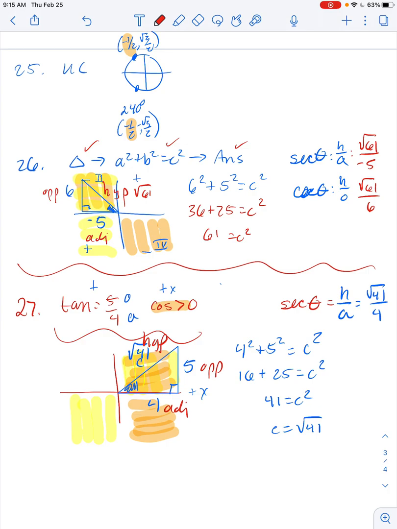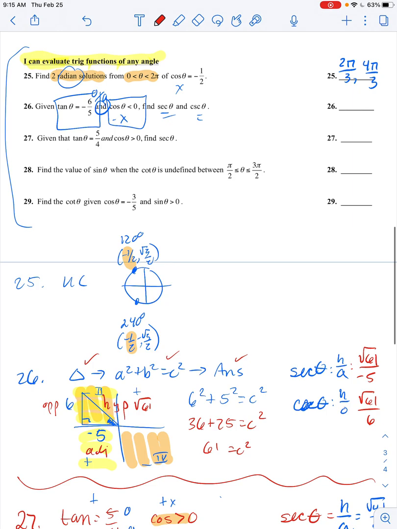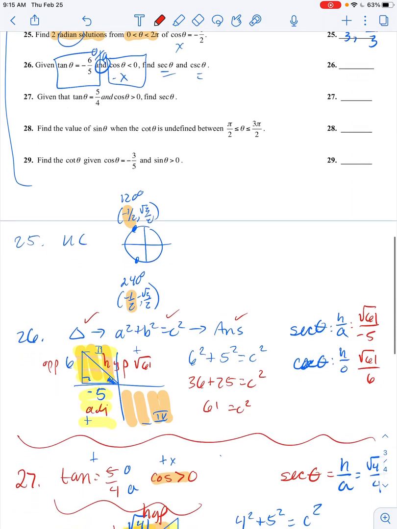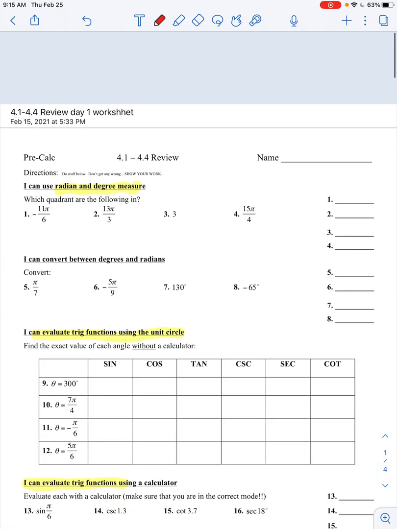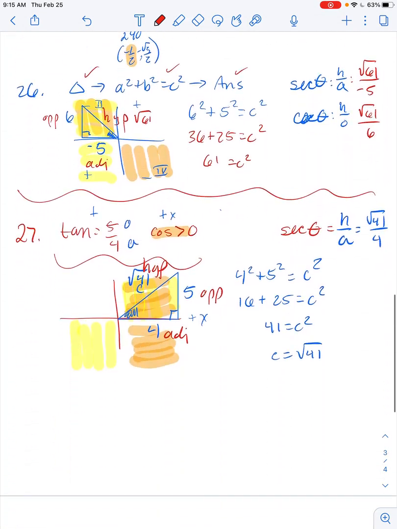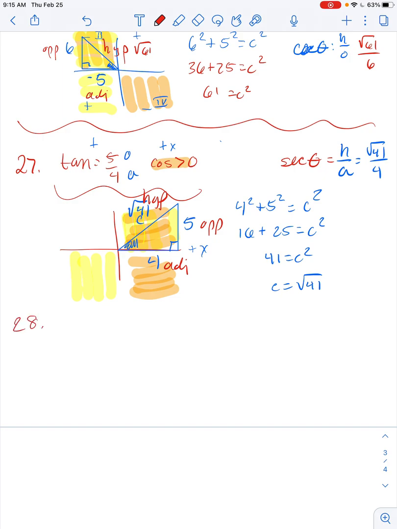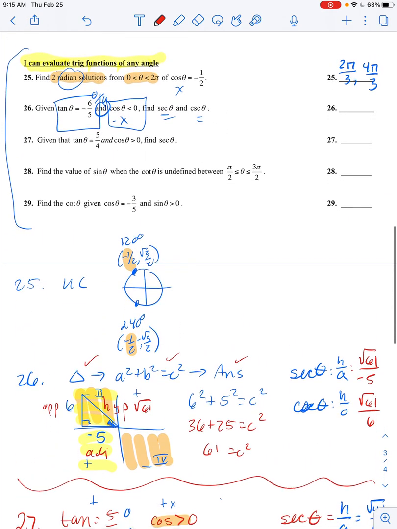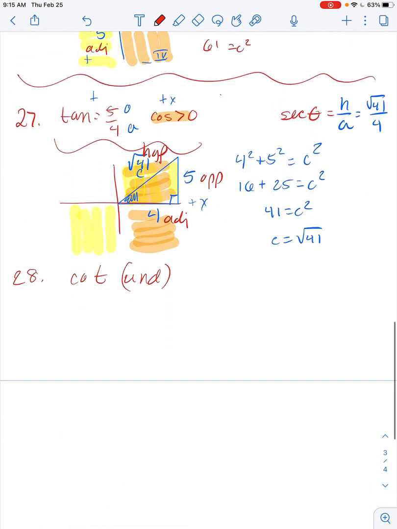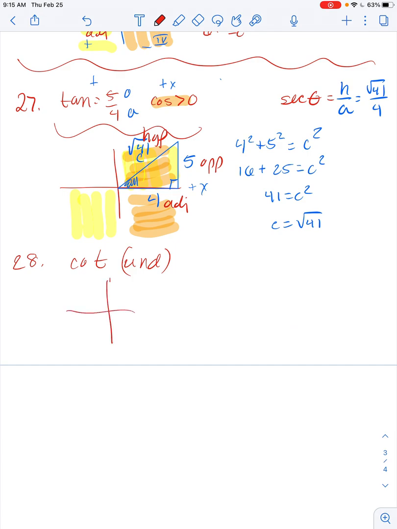All right then, what about 28? Find the value of sine when the cotangent is undefined. So the cotangent is undefined. That's kind of tricky. I'll have to think about that. And then what's my other condition? I'm between a half and 3 pi halves. Okay, well, so a half pi is at the top, 3 pi halves is on the bottom. So by that, I have to be over here.